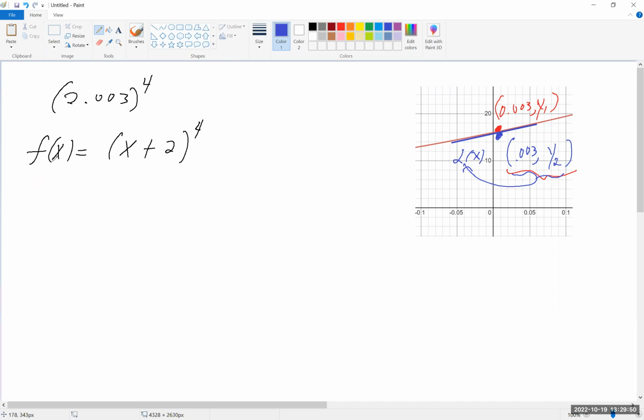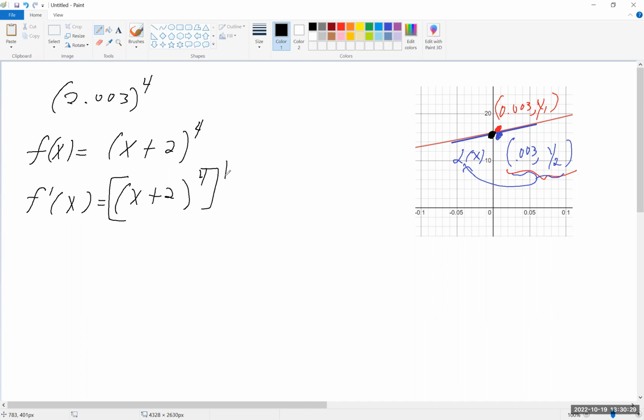Okay, so I need the slope of that blue line. So I need to find the derivative. One more clarification. The blue line is actually the tangent at 0 on the red curve. So those are 3 points that help us understand what's happening.